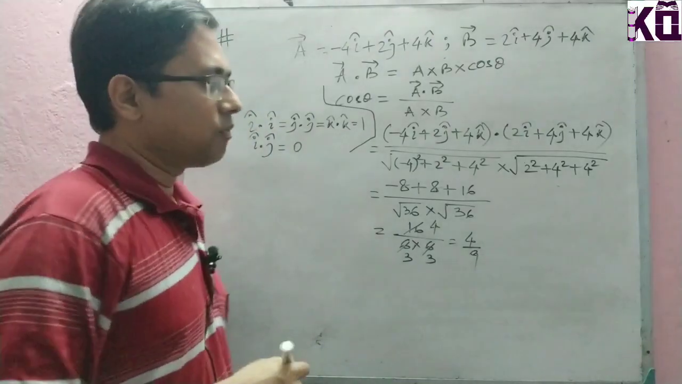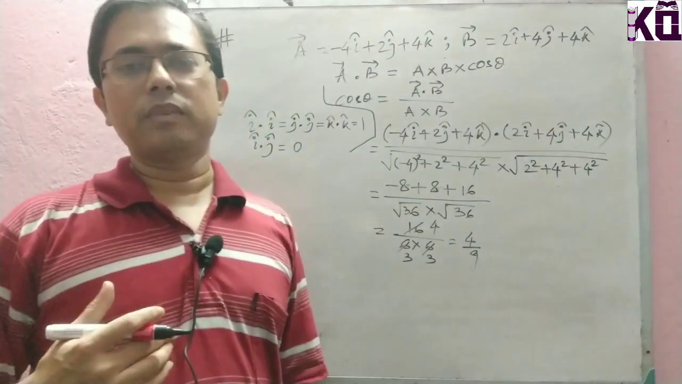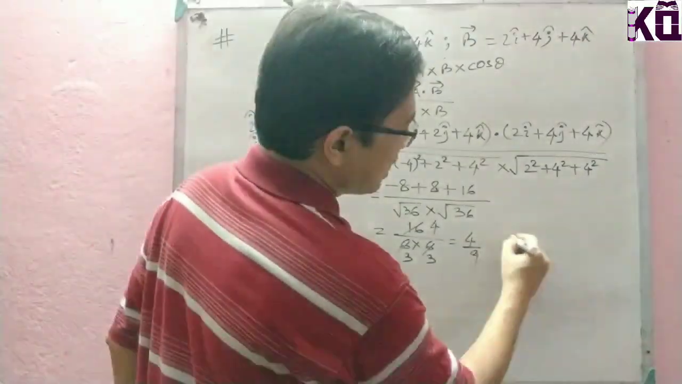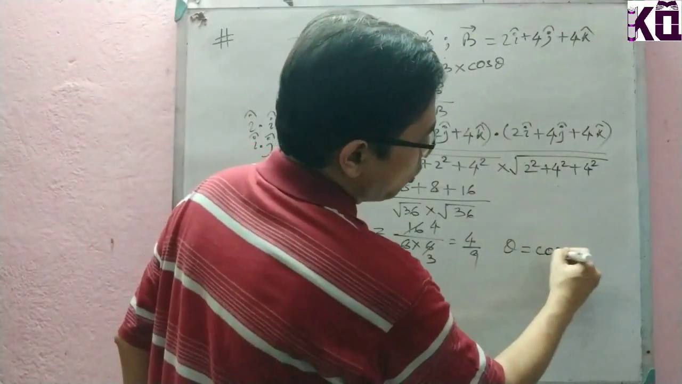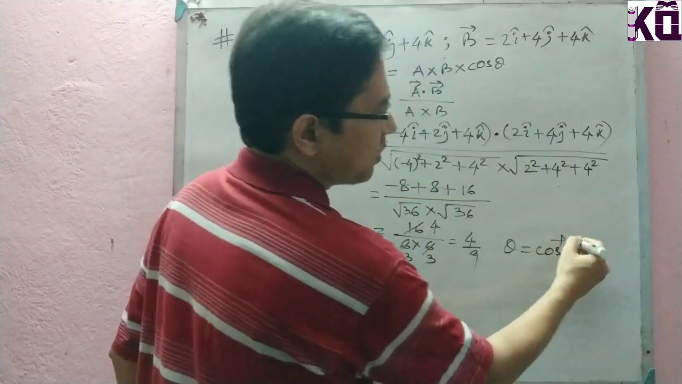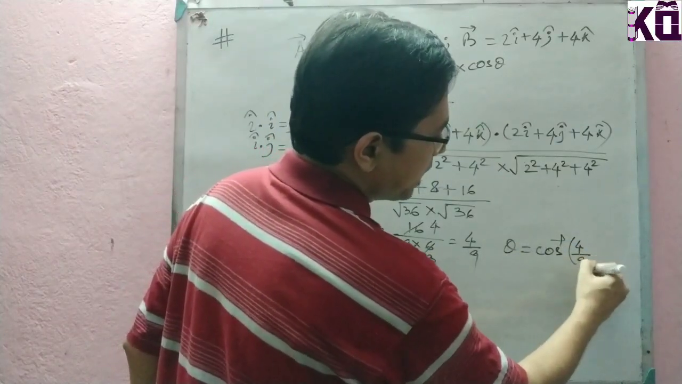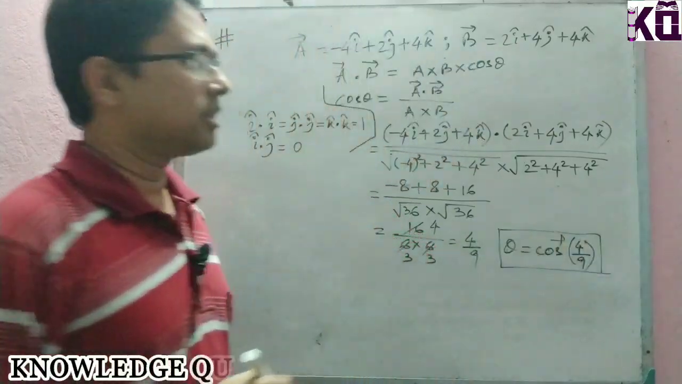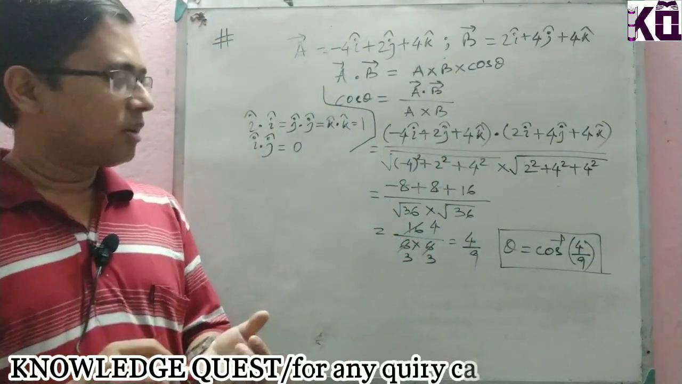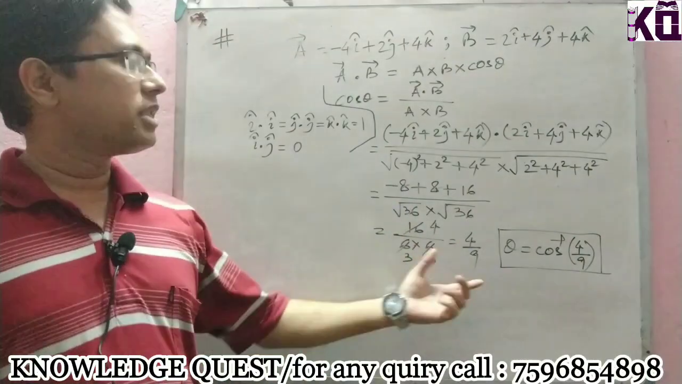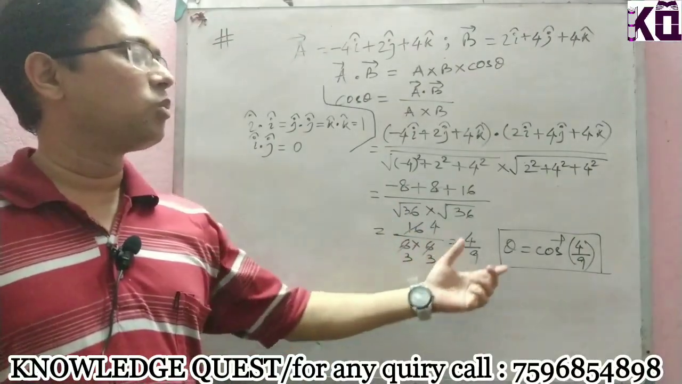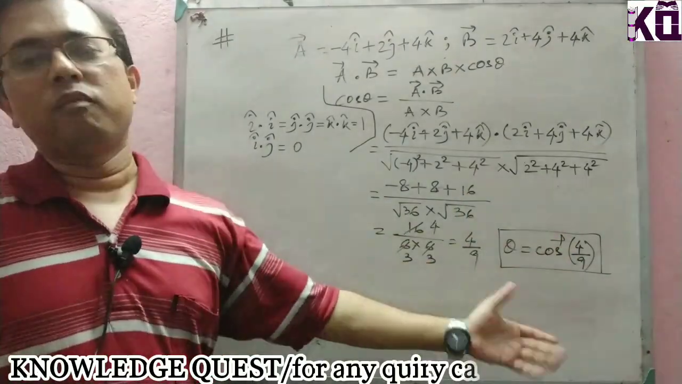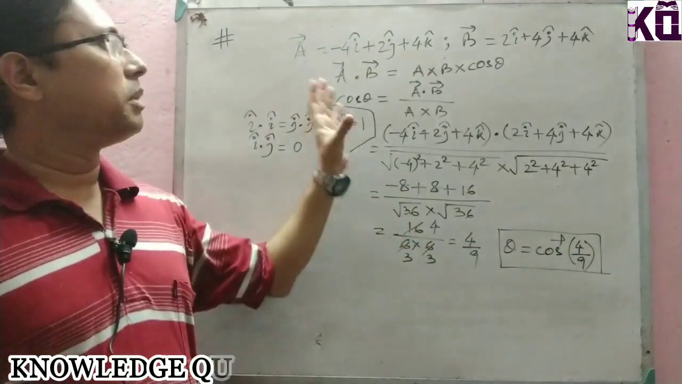And from trigonometry again we can write theta equals cos inverse. The inverse function is something we can discuss in our maths trigonometric series. So when cos theta value is equal to 4 by 9, then theta should be equal to cos inverse 4 by 9, and that is the value of the angle between A and B.